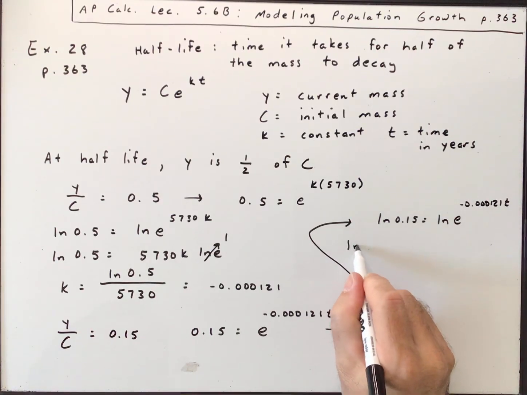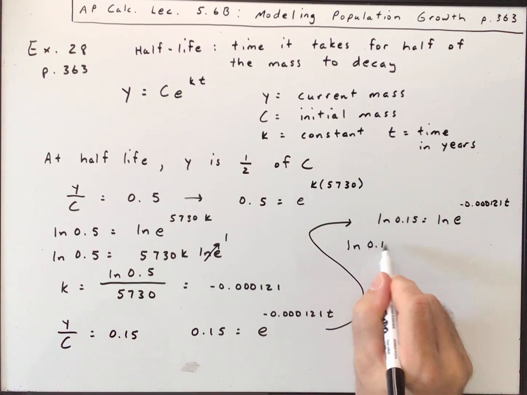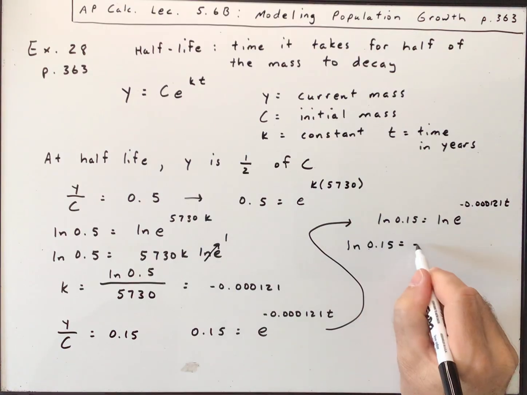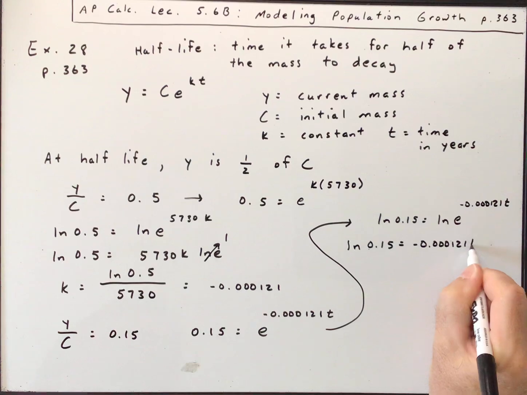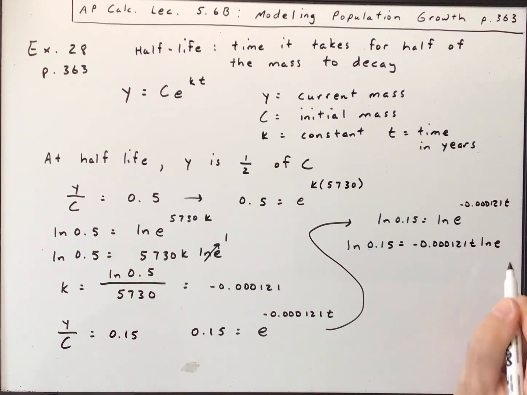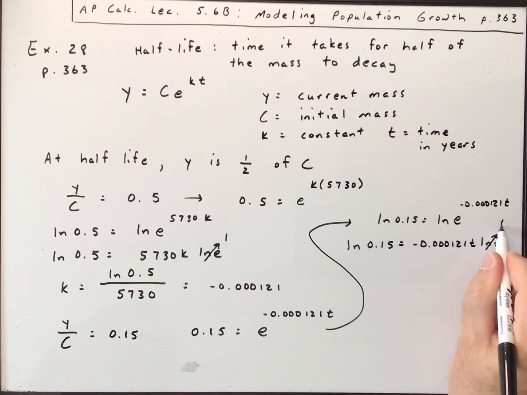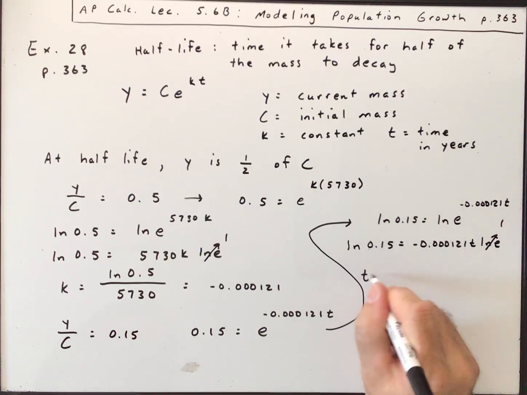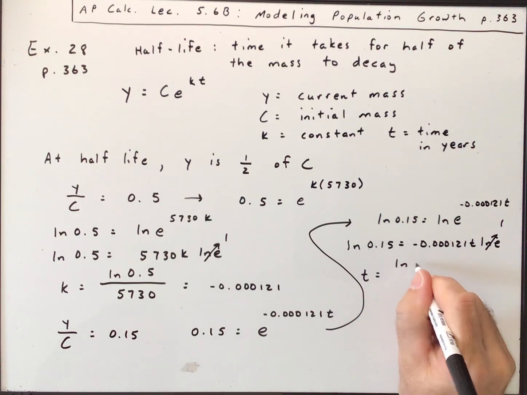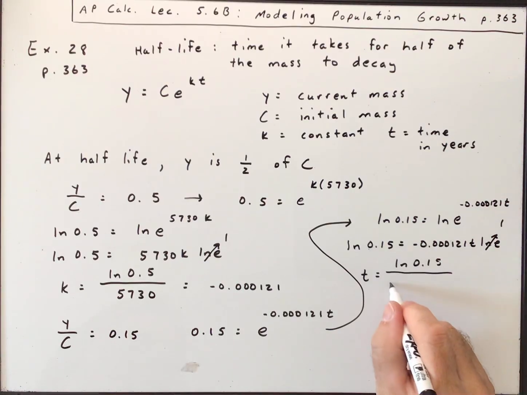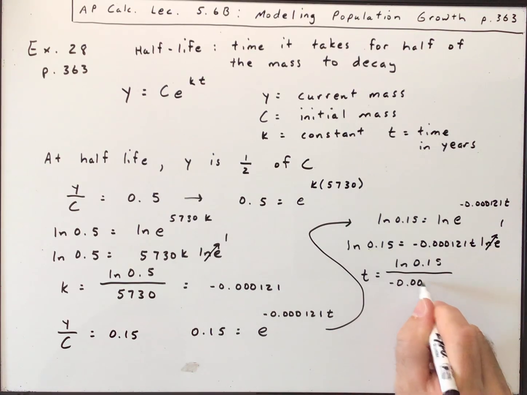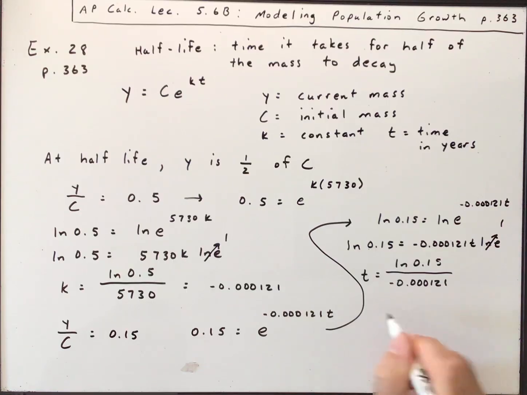And then we'll use the properties of logs. Natural log of 0.15 is equal to negative 0.000121t times the natural log of e, which just goes to 1. So t is going to be the natural log of 0.15 divided by negative 0.000121.